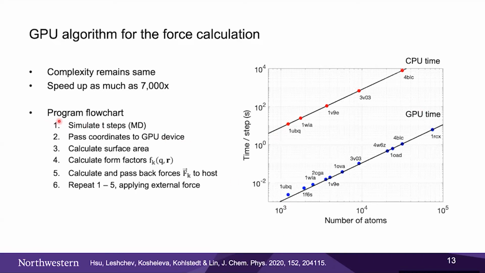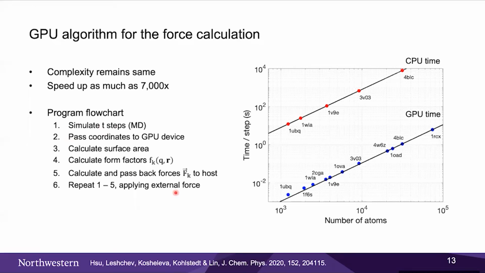So the program flowchart is pretty simple. You use the MD engine of choice, actually in this case NAMD, to simulate the dynamics for T steps. And at that point you pass the coordinates to the GPU device, which calculates the surface area, which will be mentioned in the next slide. And then using the surface area, you calculate the form factors. And then with the form factors, you calculate the scattering pattern and also the force. You pass that back to the host, which is the MD engine. And you repeat this simulation while applying the external force until your data is fit, or your simulation converges, or you're happy with the result.